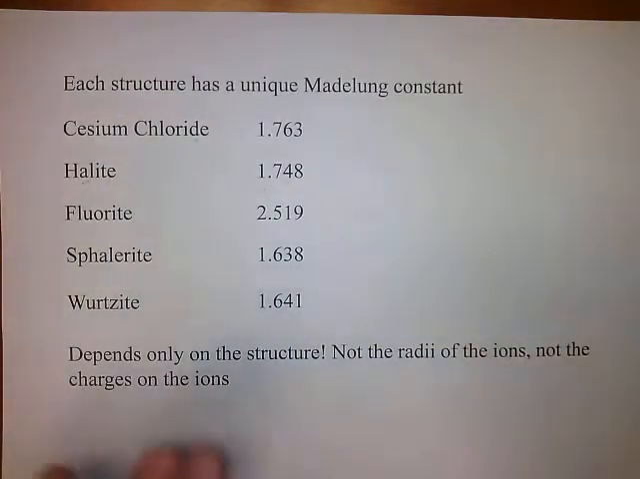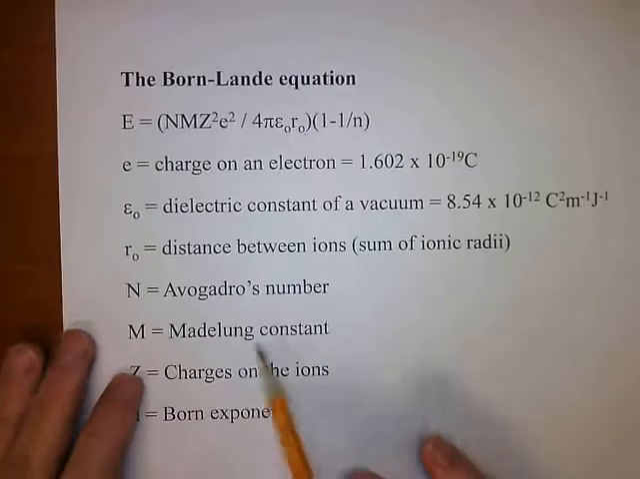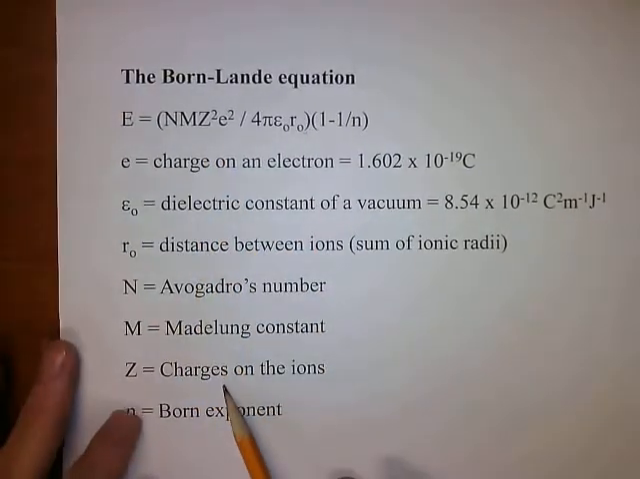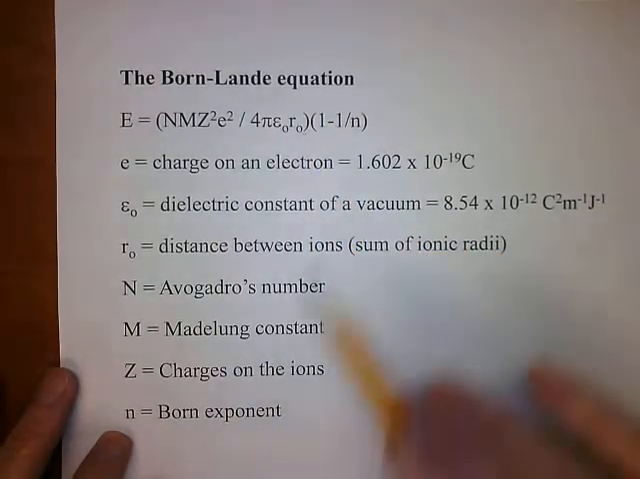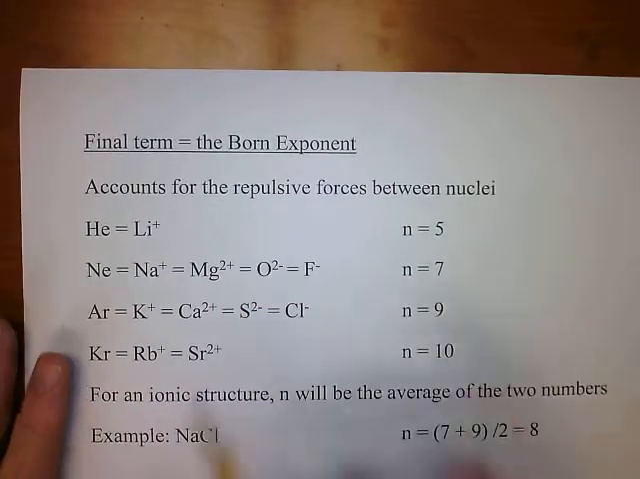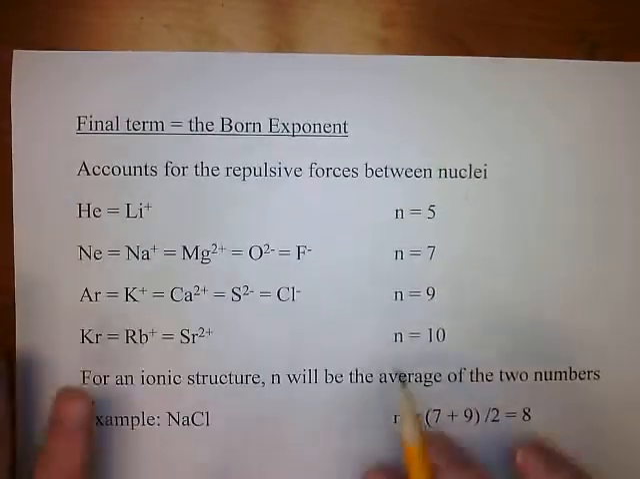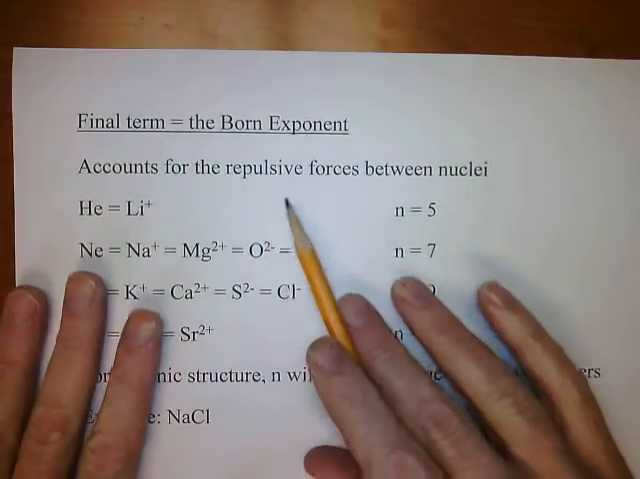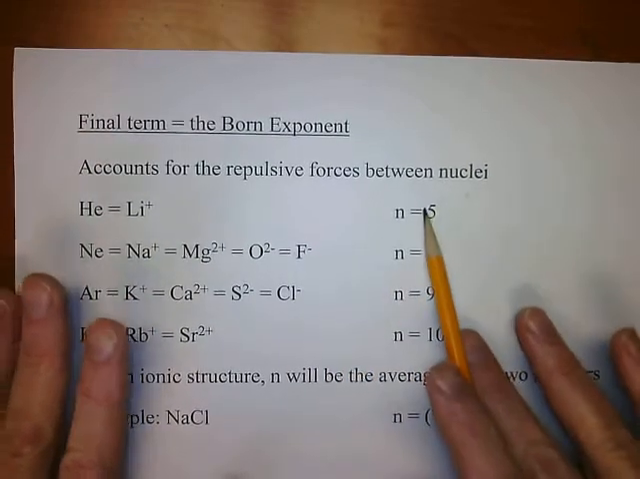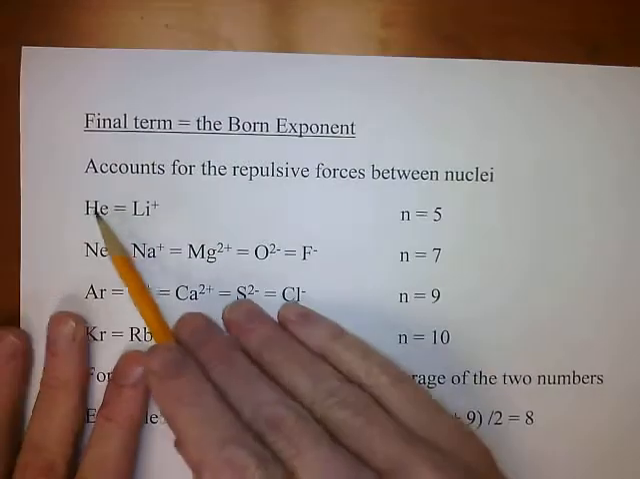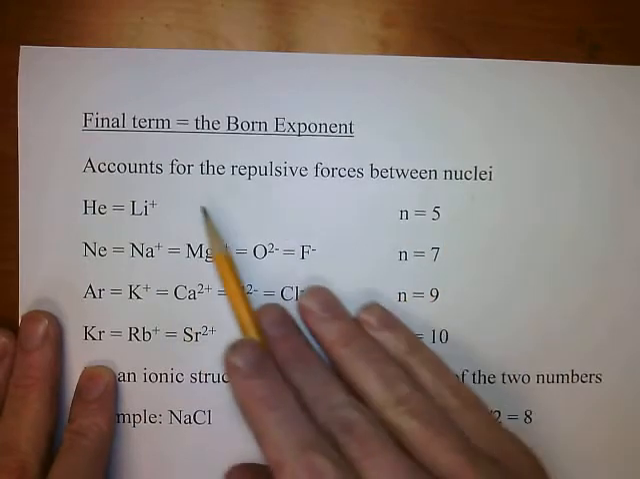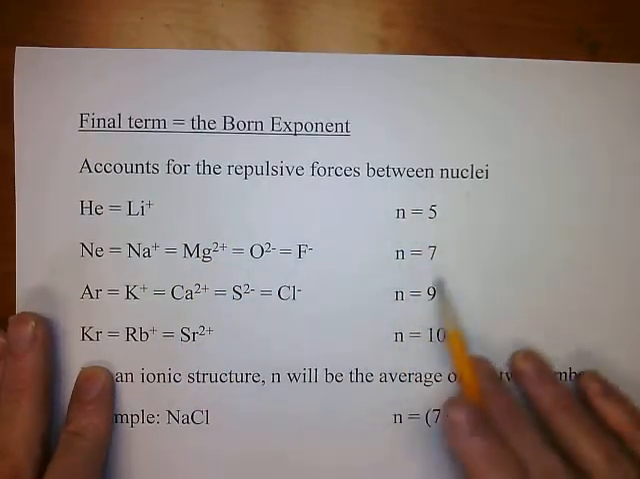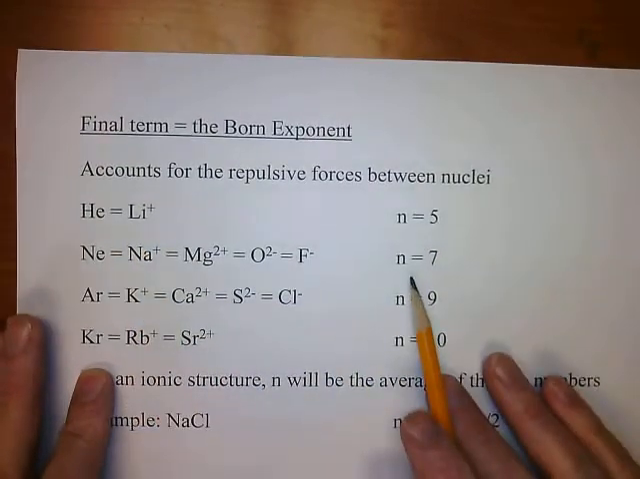Now, we have one more thing in our Born equation. So now we know what the Madelung constant is. We said Z was the charges on the ions. So what is this last term over here, this 1 minus 1 over N? That's the Born exponent. And this accounts for the repulsive forces between the nuclei. Each one has a specific Born exponent. Basically, we're grouping the ions according to the number of electrons.